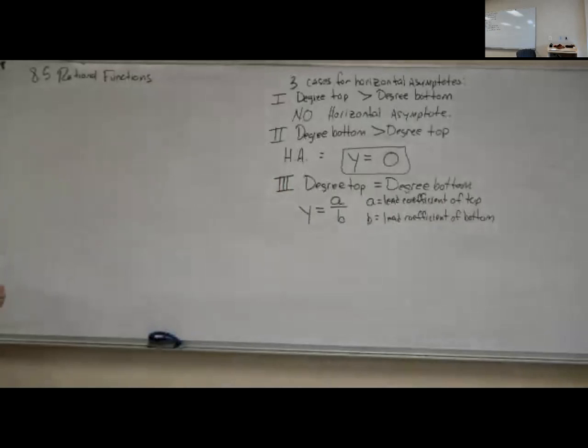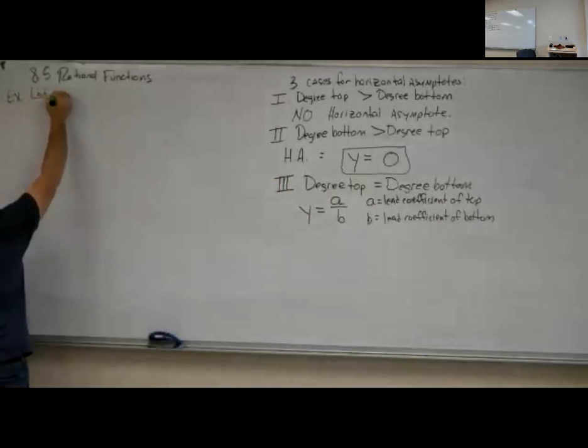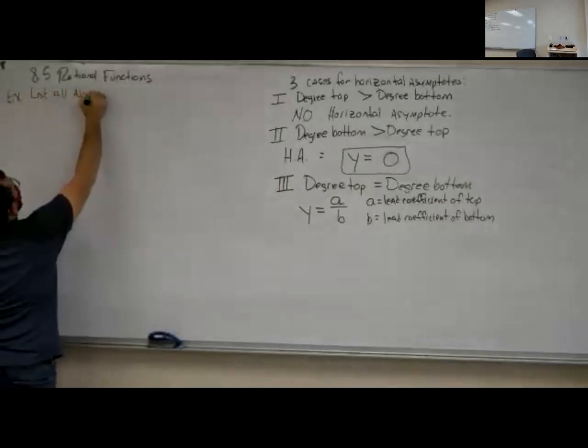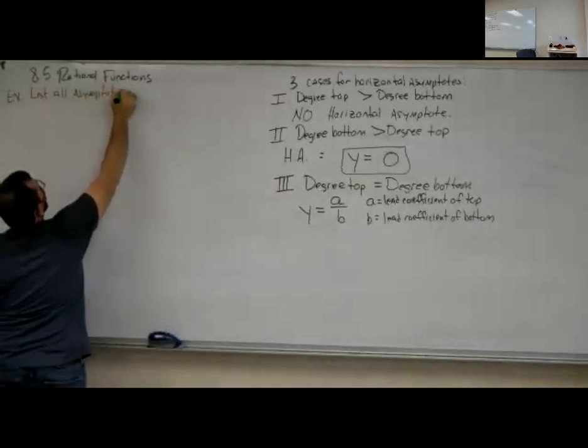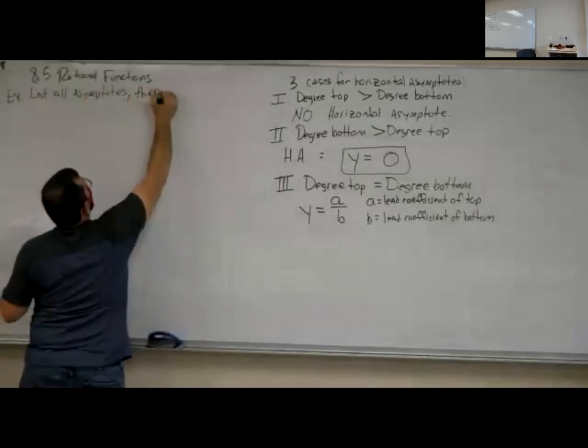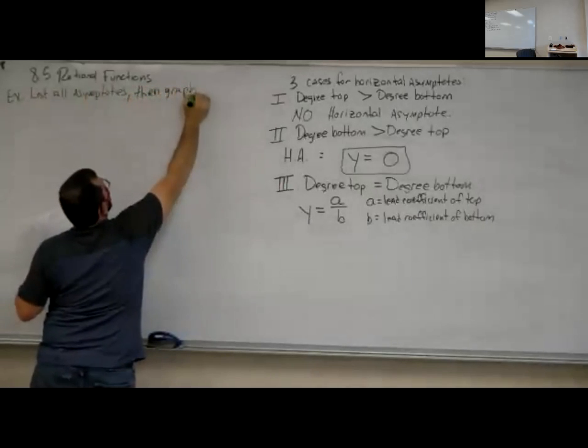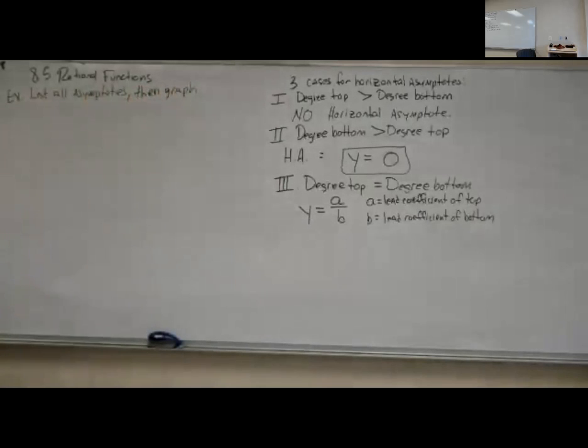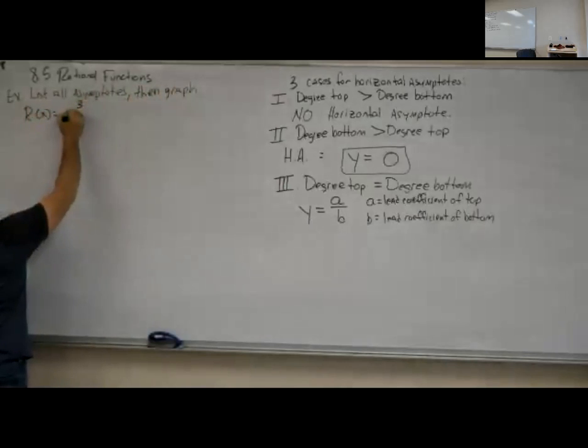So I'm going to list all asymptotes. And then it says graph. All right, y'all, so they're giving me R of X equals 3 over x squared minus 64.